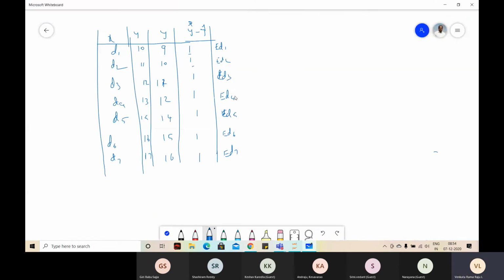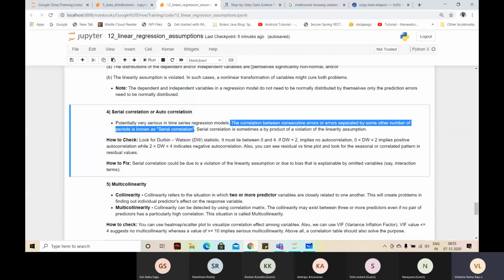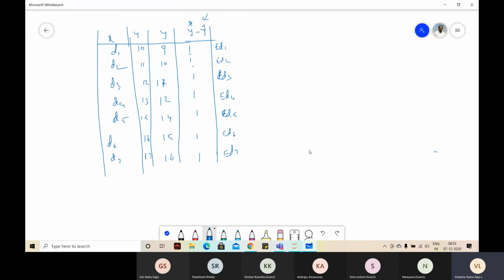Let me explain that. When I say correlation, are we talking about one column or two columns? Two columns, right? But we have only one column here, the error term. So what this is saying is correlation between consecutive error terms. Consecutive error terms means what?